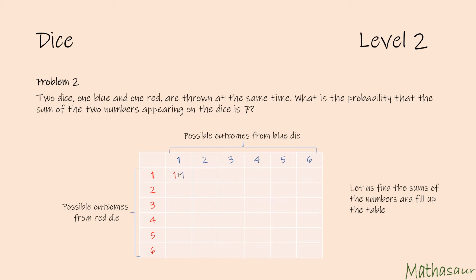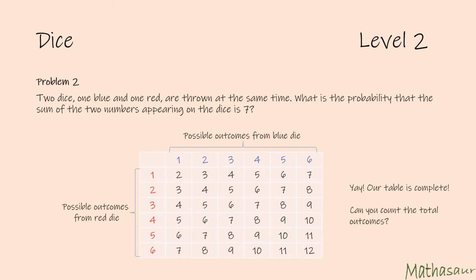So with 1 on blue die and 1 on red die, the sum that I would have is 1 plus 1. Similarly, when there is 2 on blue die and 1 on red die, the sum would be 1 plus 2. And let us carry on. I get 1 plus 3, 1 plus 4, 1 plus 5 and 1 plus 6. And our table is complete.